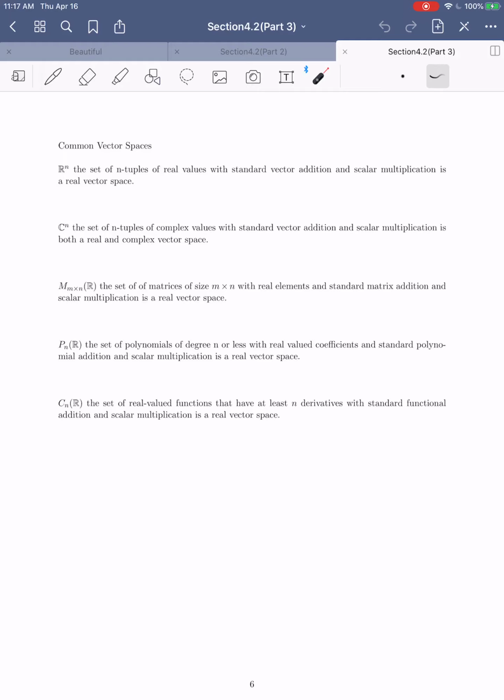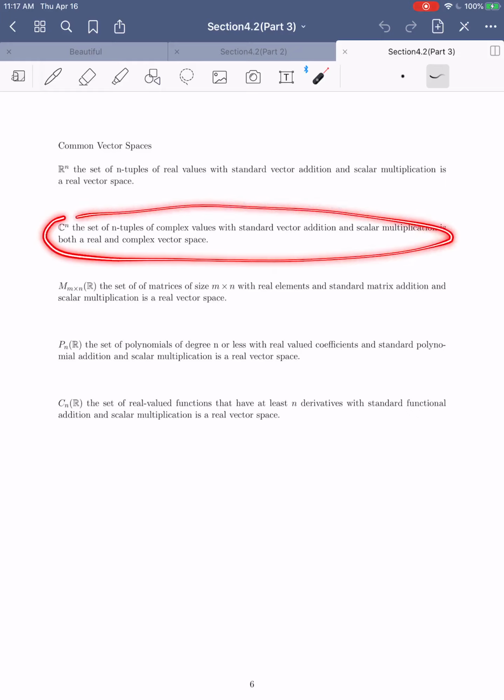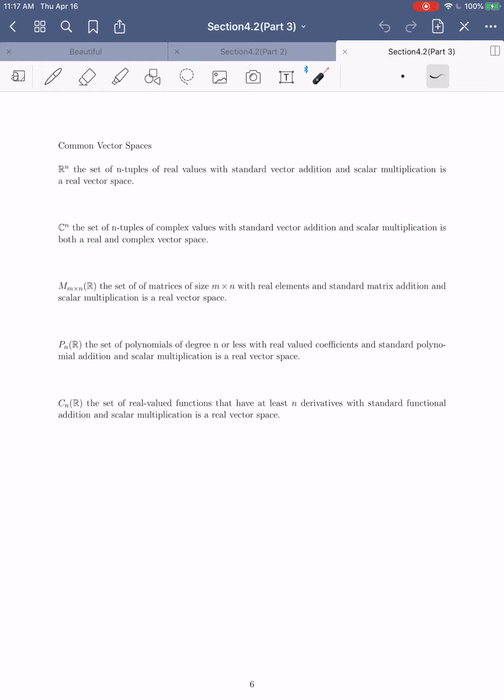Very similar to Rn is Cn, which is the set of n-tuples where each value, instead of being a real value, is actually a complex value. And you still use standard vector addition and standard scalar multiplication. Then, interestingly enough, because you are using complex values, you can have your scalars be the real numbers or the complex numbers. So Cn can be viewed as both a real or complex vector space.